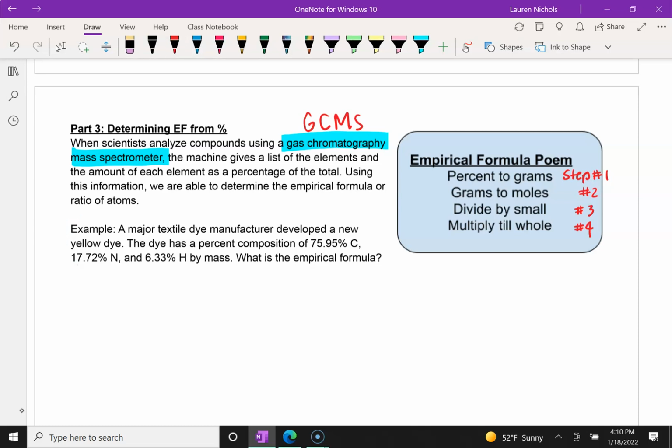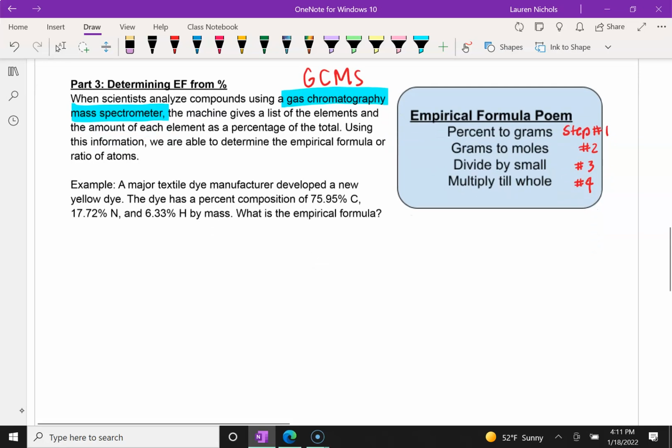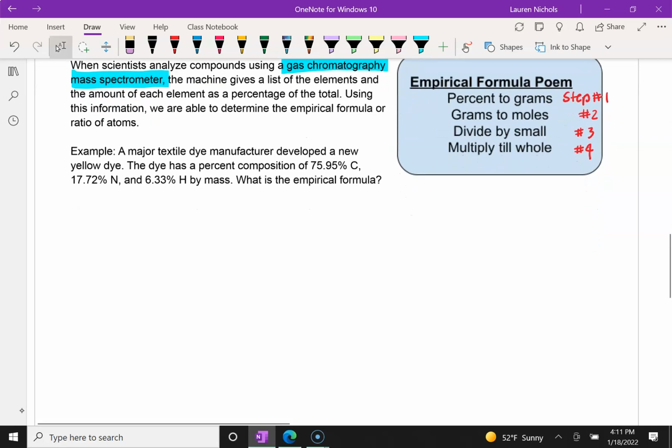So our example says that a major textile dye manufacturer, so a company that produces dyes for fabrics, developed a new yellow dye. The dye has a percent composition of 75.95% carbon, 17.72% nitrogen, and 6.33% hydrogen by mass. And they want to know what is the empirical formula. Now we're going to use our poem to help us, and we're also going to color code each thing.